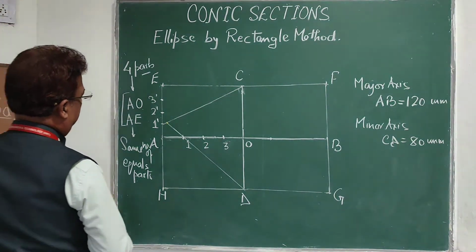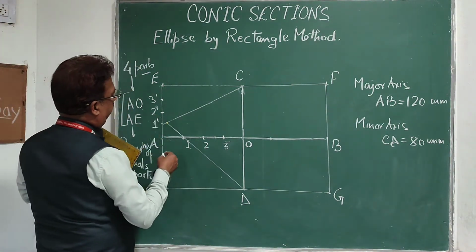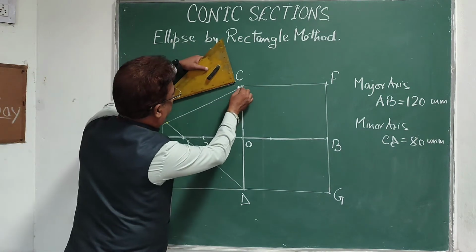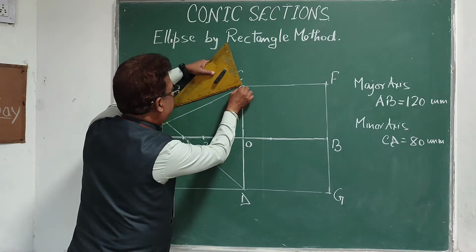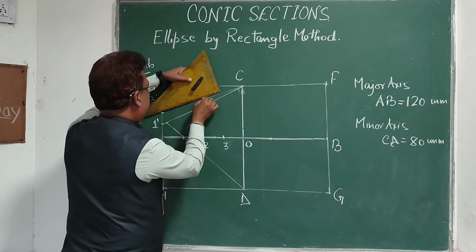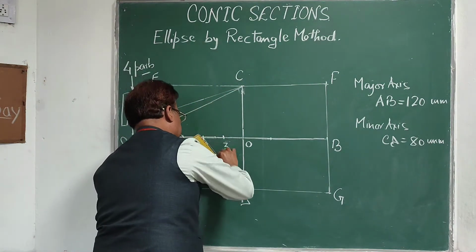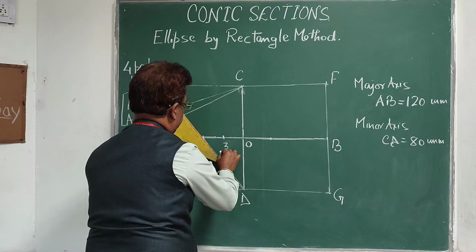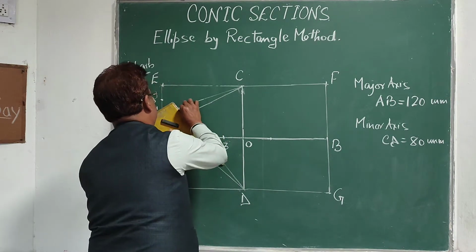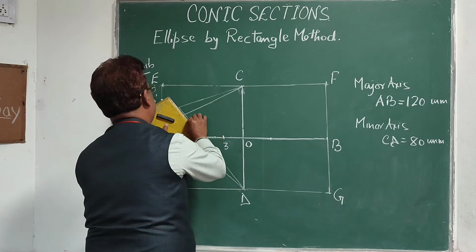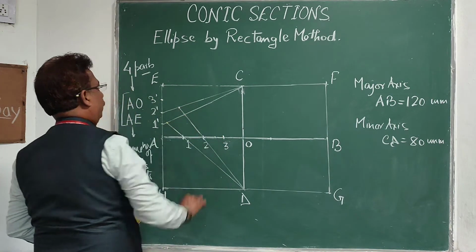Again, just check, I am using it one more time. This time I am going to join this C with 2 dash like this, and join this D with 2 and extend this line upside. Again the intersection of these 2 will be the point on the curve.